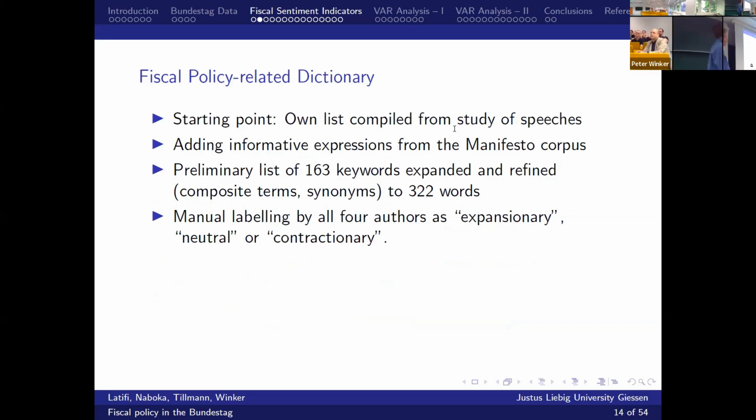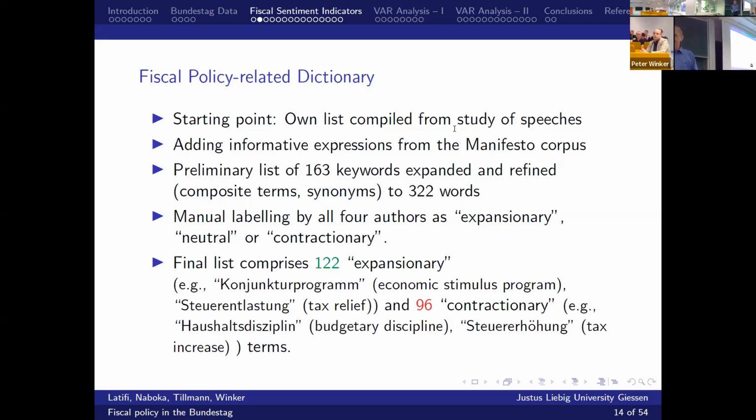So we have 222 words after doing this expansion, and they were labeled by us as expansionary, neutral, or contractionary. I don't have examples directly on my slide, but I have the full list in the appendix if you want to see the terms. But for example, tax increase is contractionary, tax decrease is expansionary, budget deficit is typically more contractionary, and so on.